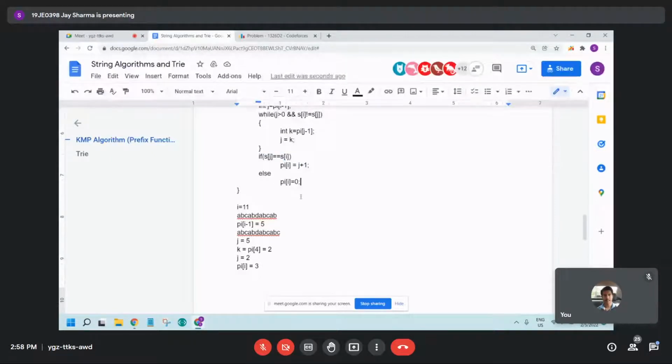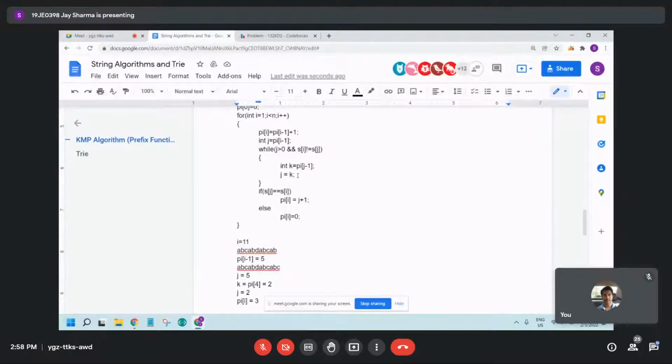Now, suppose we didn't have this C here, if instead of C we had some character like Z, which is not appearing in the string at all. So if the Z was there, this j will keep on reducing, and it will reduce until j equals 0. And as soon as j equals 0, at last we will check s of j equals s of I. But this A will never be equal to the last character, which is Z. So in that case, you can say that there does not exist any such prefix which is also a suffix. So pi of I equals 0. That is the second case in the else part.